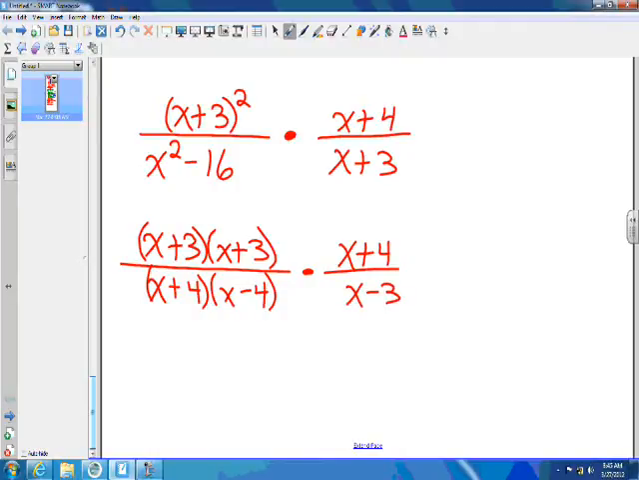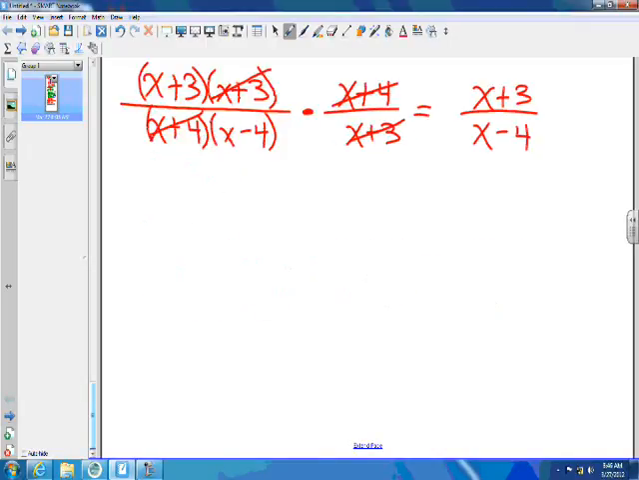So what can we cross off? X plus 3. That should be a plus, sorry. So we can cross off one of those and that one. What else? The x plus 4's. What else? That's it. So what's left on the top? X plus 3 over x minus 4. You shouldn't even want to cross. I mean, some of you might try to cross off those x's. Can't do it.